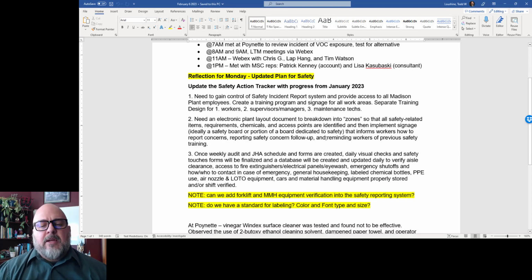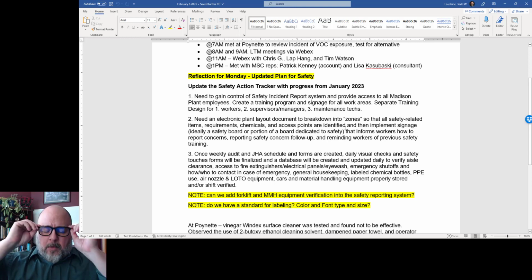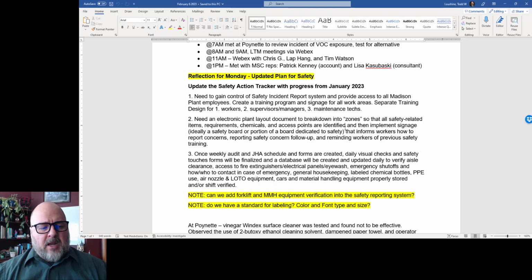Next, I need to spend time, I'm hoping this week, to finally break down the plant into logistical zones that have multiple similar equipment, so I can set up my JHA safety audit plan. And I need to do that this week. I've got to get that done this week. It's taken way too long. I need to get out and start doing that data collection and reporting for them.